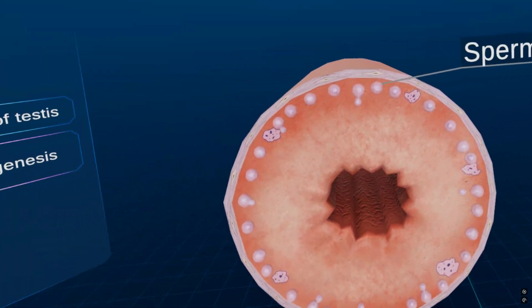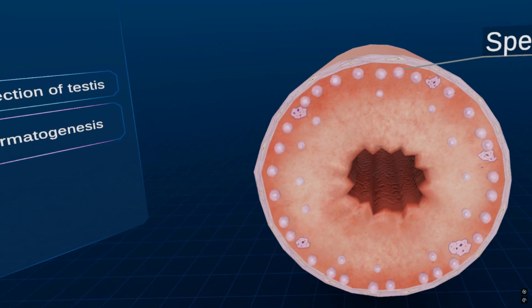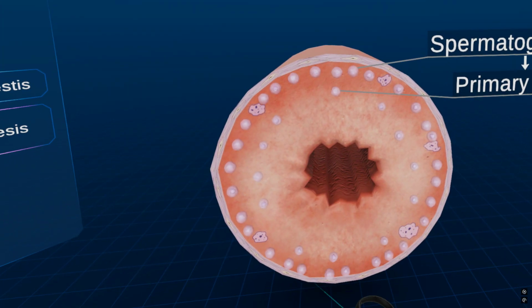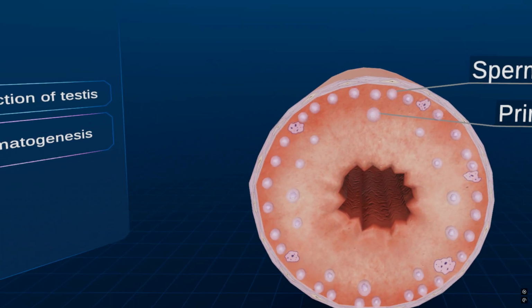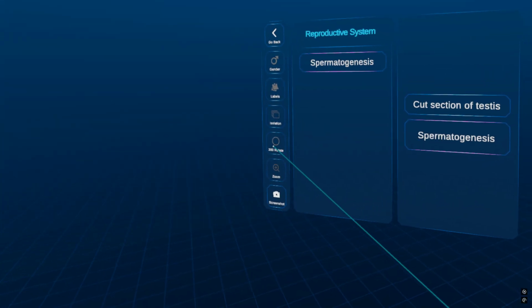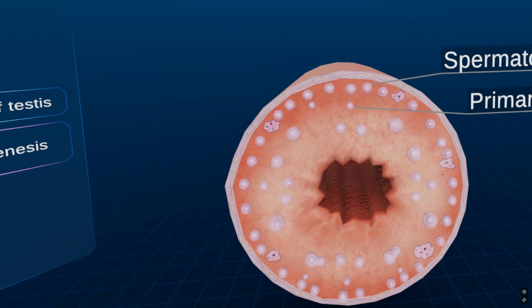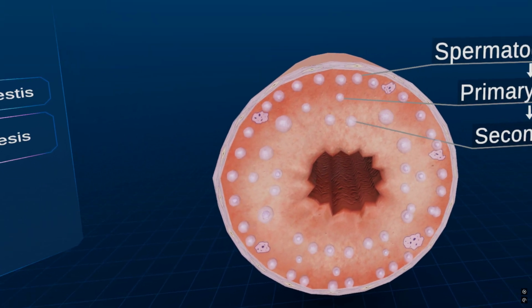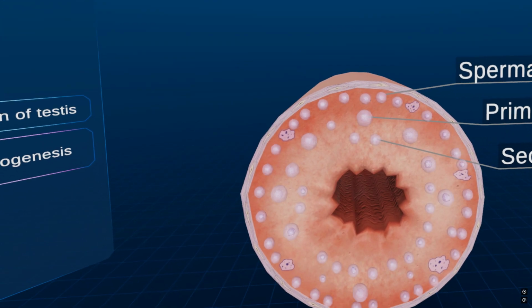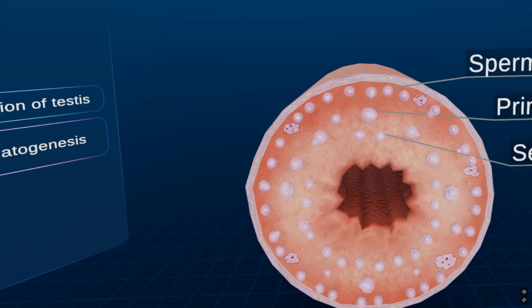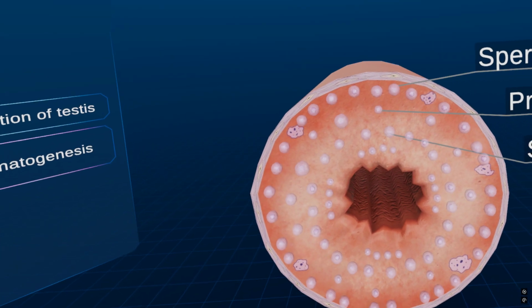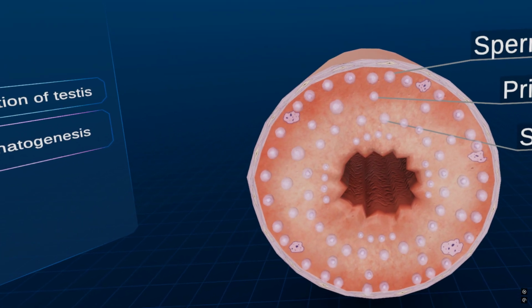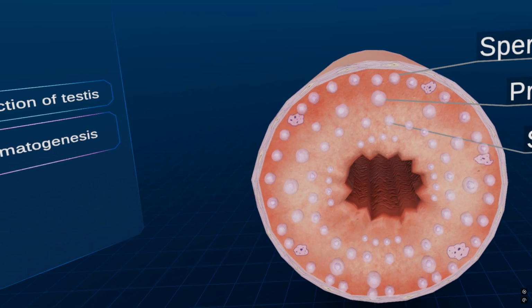The process of spermatogenesis begins with division of the germ cells, also known as spermatogonia. The primary spermatocyte is the first division of spermatogonia. Each primary spermatocyte divides into two haploid secondary spermatocytes. During this process, the two haploid daughter cells produced from the primary spermatocyte divide into 4 haploid spermatids.